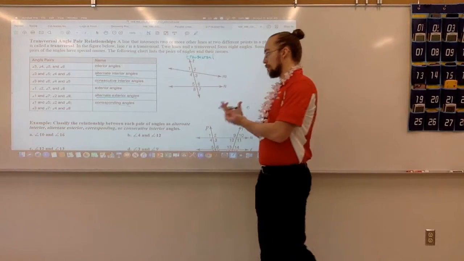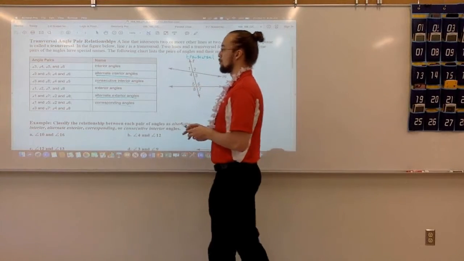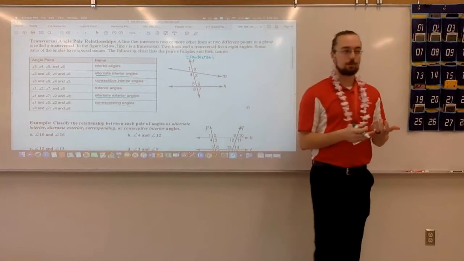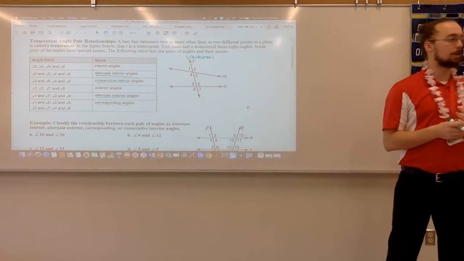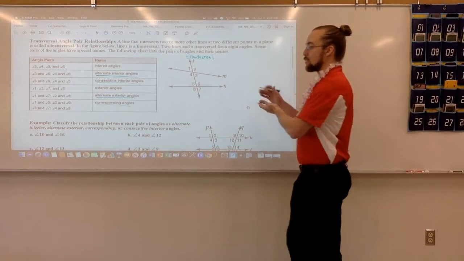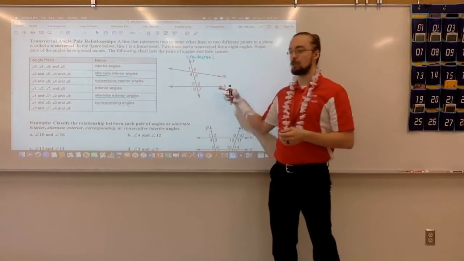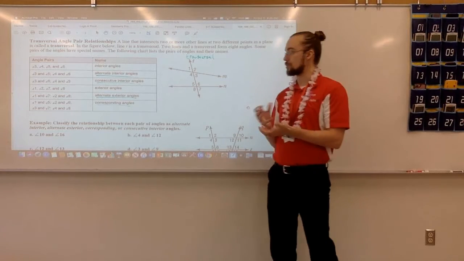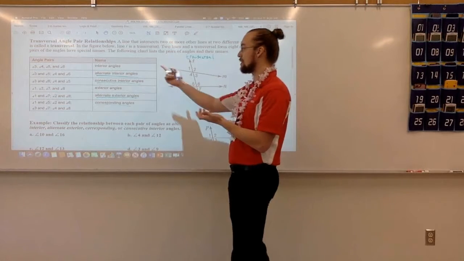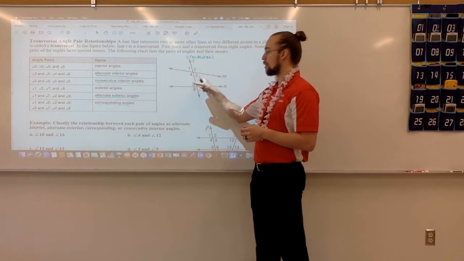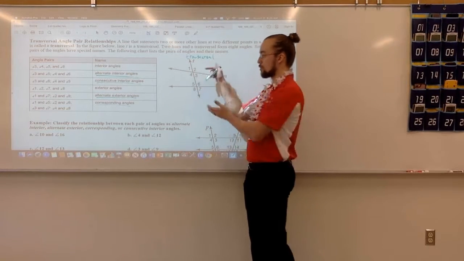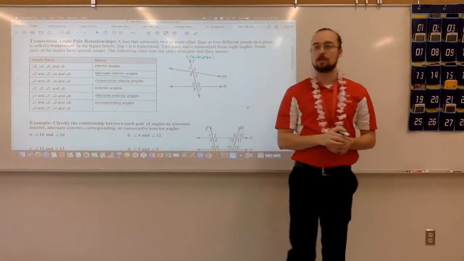Okay, so the first thing we want to look at is what interior means when we're looking at a diagram like this. Interior just means I'm on the inside of my 2 lines. So if I'm talking about the interior angles here, that would be 3, 4, 5, and 6. Those are on the inside of my 2 lines.